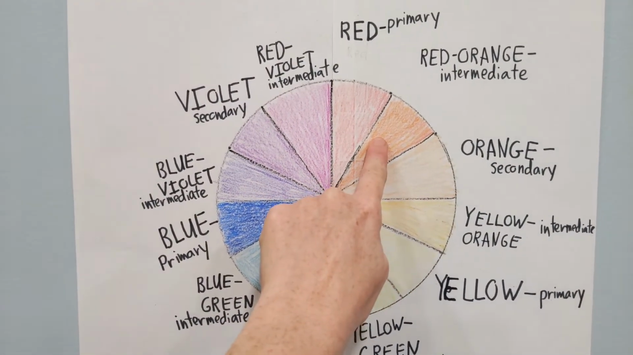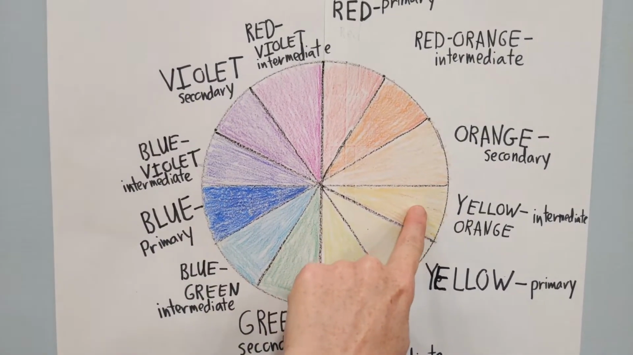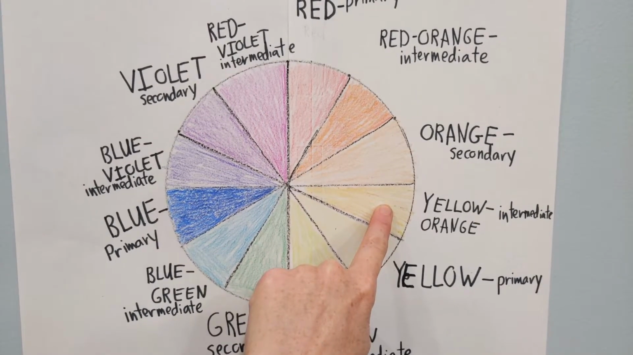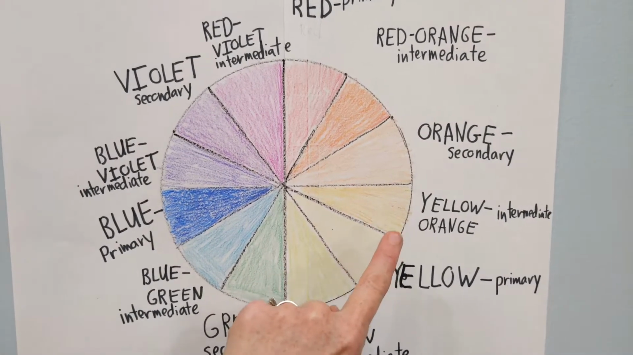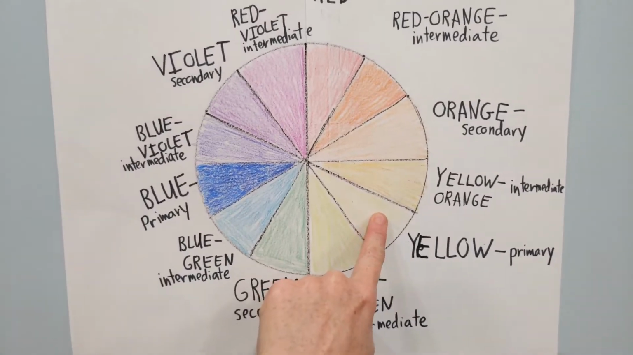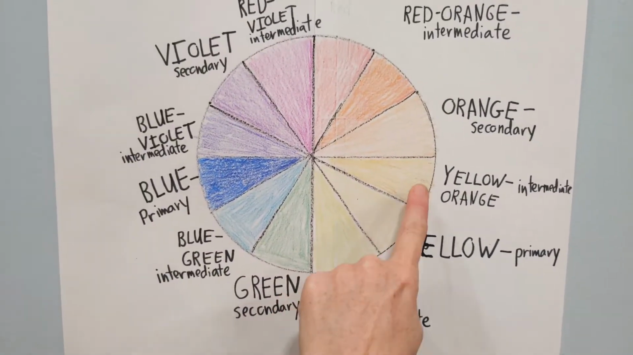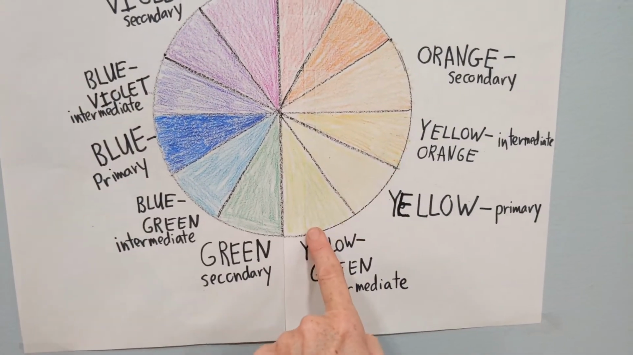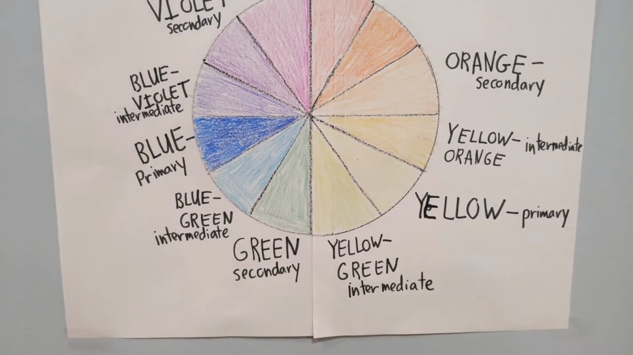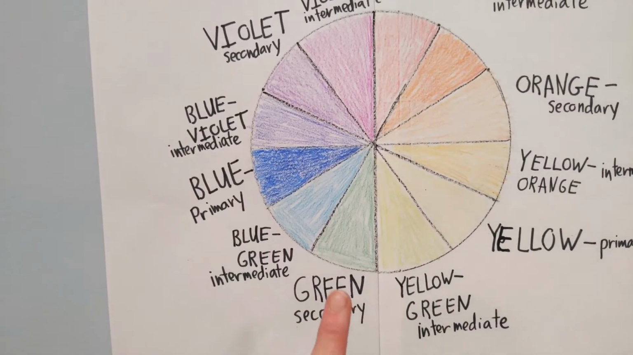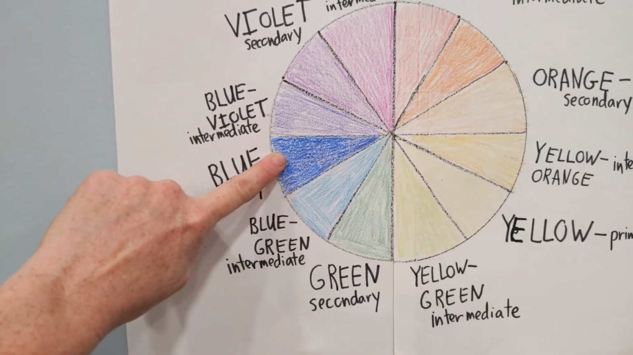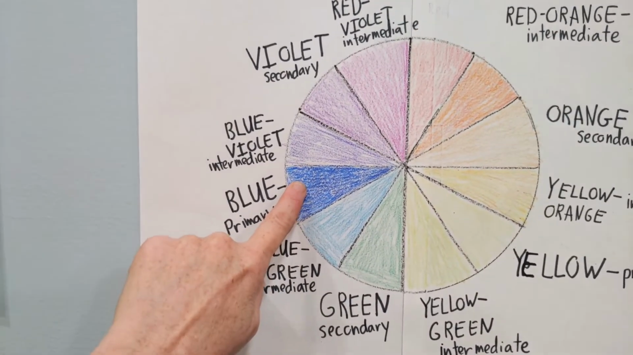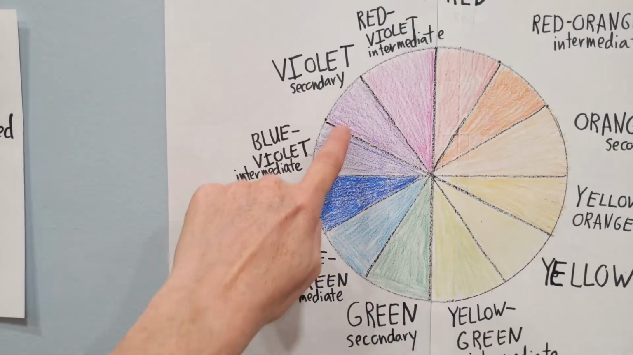Here we are over at yellow. Sorry, I got confused for a minute. Over here at yellow, we have yellow-orange and yellow-green. So yellow-orange and yellow-green are our intermediate colors. Over here at blue, we have blue-green, which is a combination of green and blue, and blue-violet, which is a combination of blue and violet.